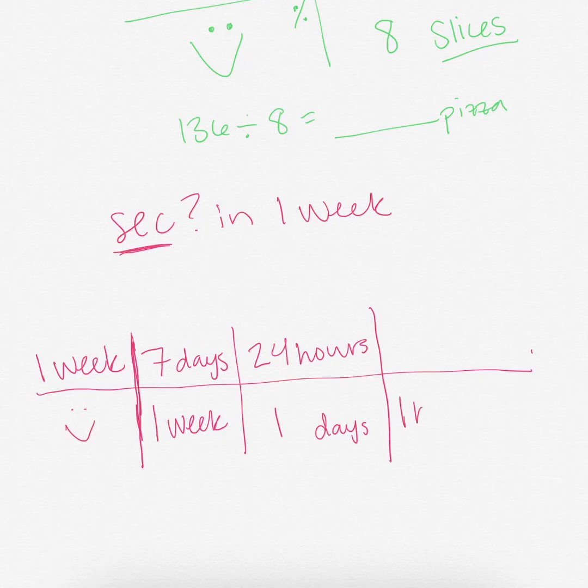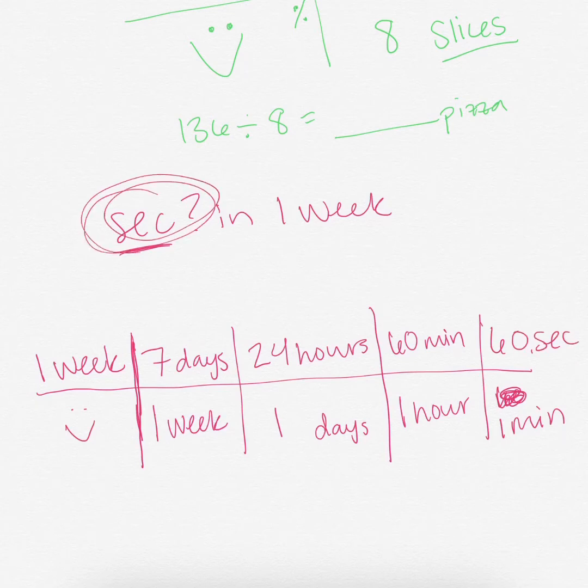I need my units to cancel out, so 1 hour is 60 minutes. Keep those units the same, diagonal, so, oops, messed up. 1 minute is 60 seconds. Seconds is what we were trying to find originally, so seconds is what should be in this top right box.